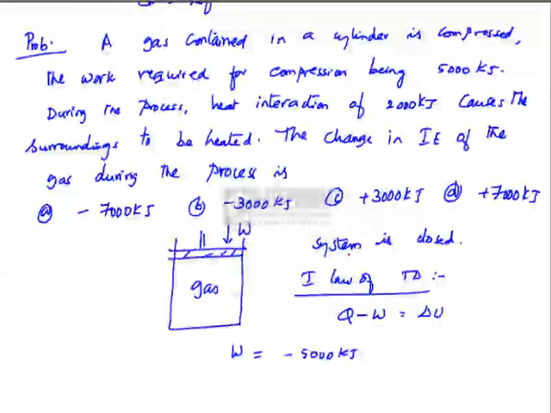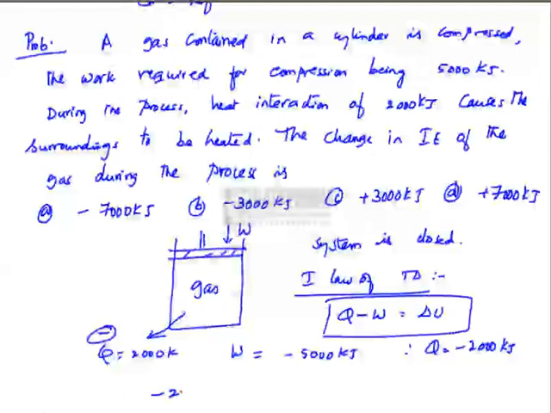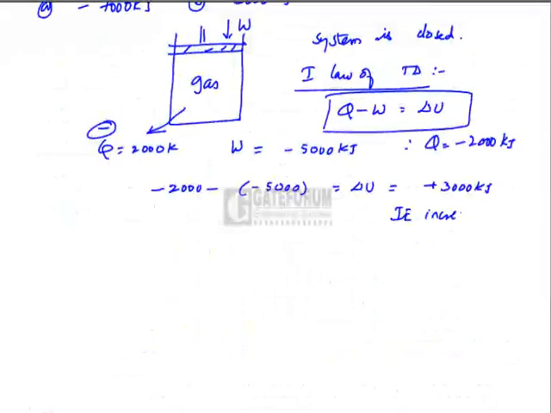The heat interaction causes the surroundings to be heated, which means the system must have rejected the heat of 2000 kilojoules, which is of negative sign according to the sign convention. Q is equal to minus 2000 kilojoules. Substituting in first law, minus 2000 minus of minus 5000 should be equal to delta U. It should be equal to plus 3000 kilojoules. Answer is C. Plus sign indicates that internal energy increases.